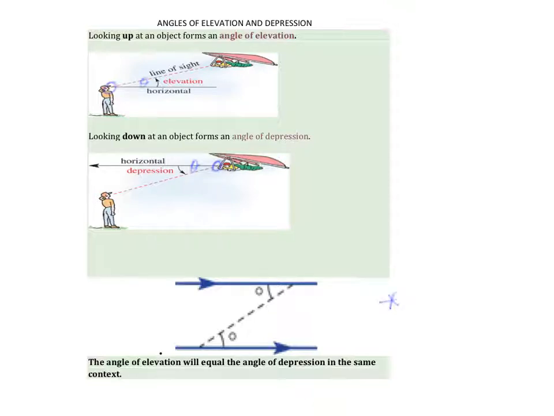You can see angle of elevation, the one looking up from the horizontal, is equal to the angle of depression, which is looking down from the horizontal. So that's why we say the angle of elevation and the angle of depression can be the same thing. Let's have a look at some examples there.